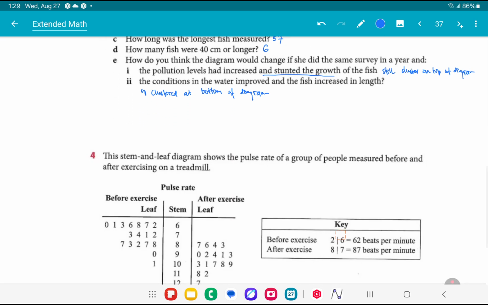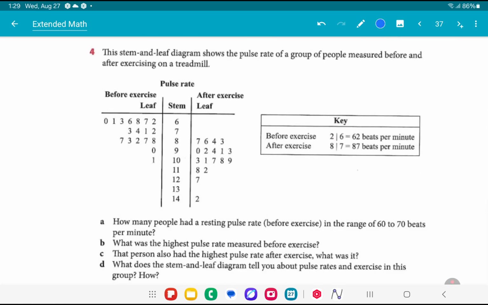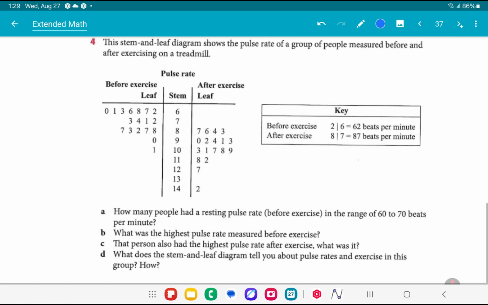We move to question number 4. This stem and leaf diagram show the pulse rate of a group of people measured before and after exercising on a treadmill. How many people had resting pulse rate before exercise? So before exercise, we look at the normal one. We find 1, 2, 3, 4, 5.